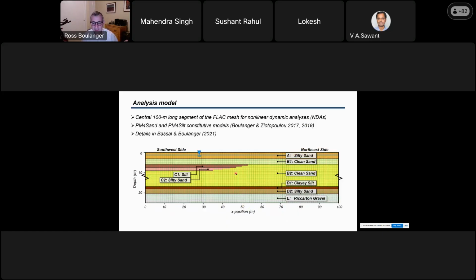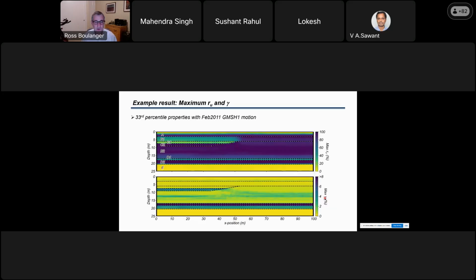So this is the FLAC model, again using PM4 Sand, and this time PM4 Silt for the silt. And we just model it with uniform properties. We vary those properties. The punchline stays the same across all the parameter variations. One example result here, these are pore pressure ratios at the top. You see we liquefy all the sand. This dark blue is 100% pore pressure. We don't liquefy the sand over top of this lower permeability silty sand interbed zone. I'll explain that in a second.